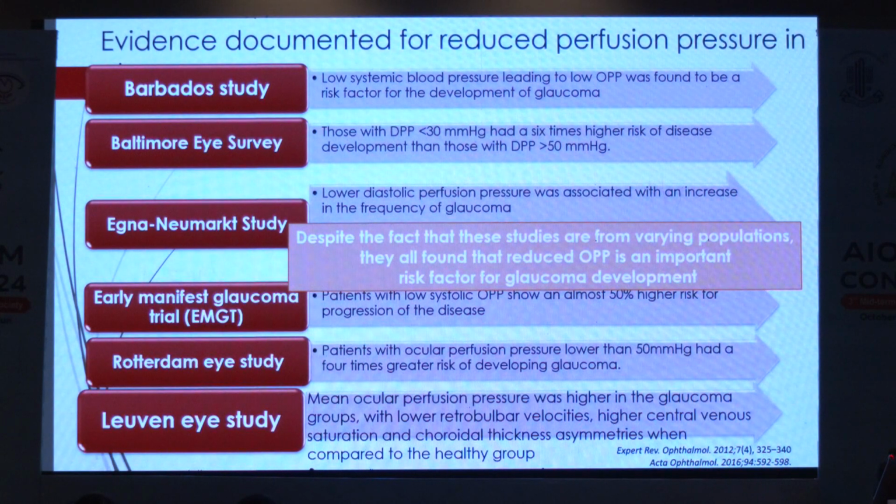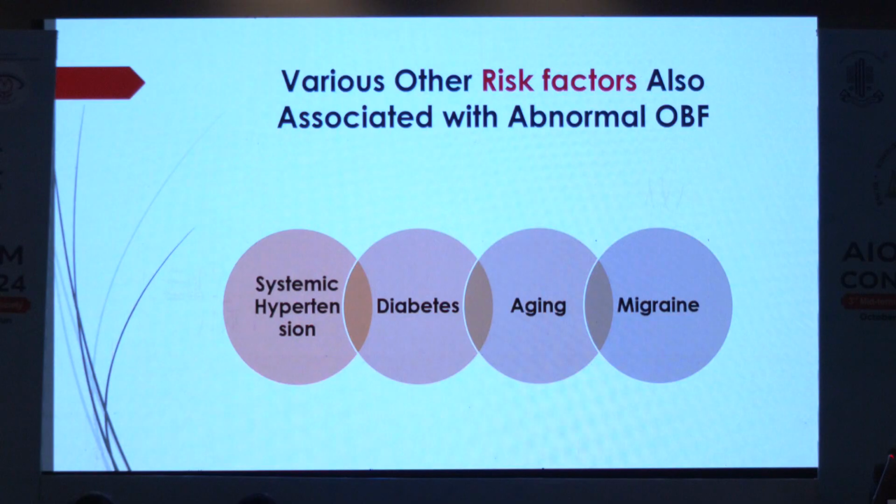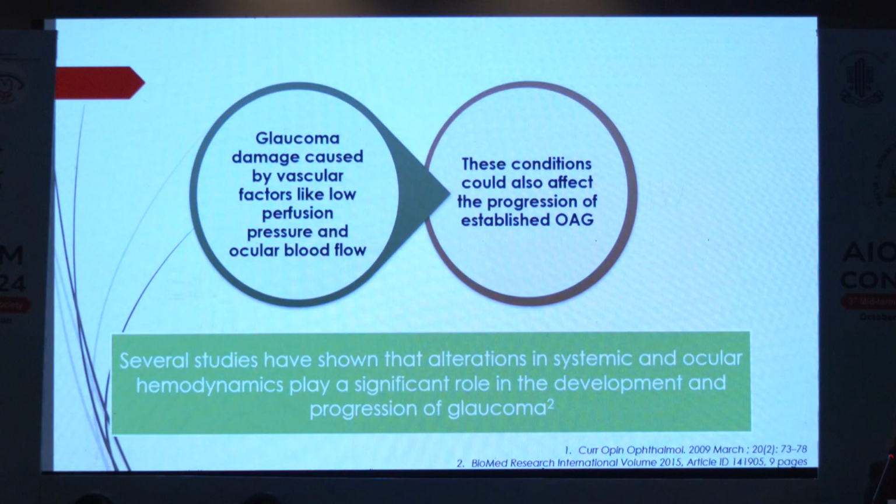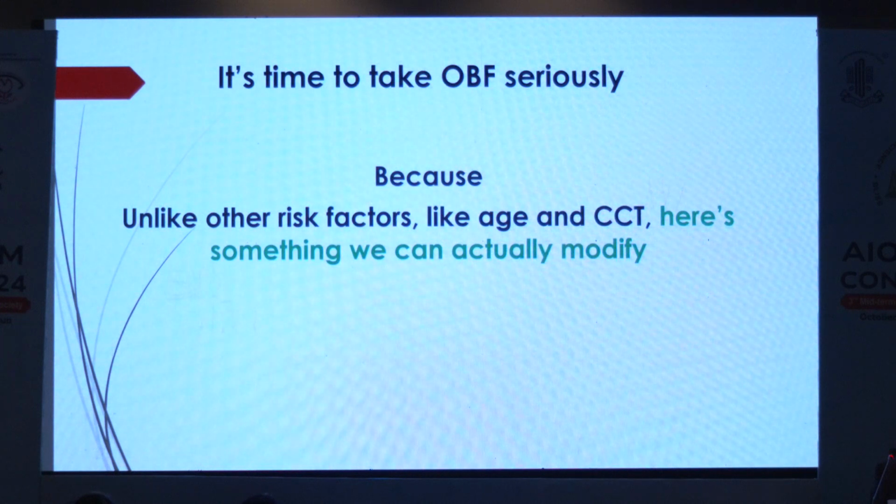And various studies are there which show that, from various wide populations all across the world, and they have shown that reduced ocular perfusion is a very, very important risk factor. Obviously, various vascular systemic diseases are affecting the ocular perfusion pressure, so we have to control and manage those systemic diseases also. And it is important that unlike other risk factors, like age, CCT, which we have been talking about a lot, this is something which we can actually modify. So we have to take ocular blood flow seriously.